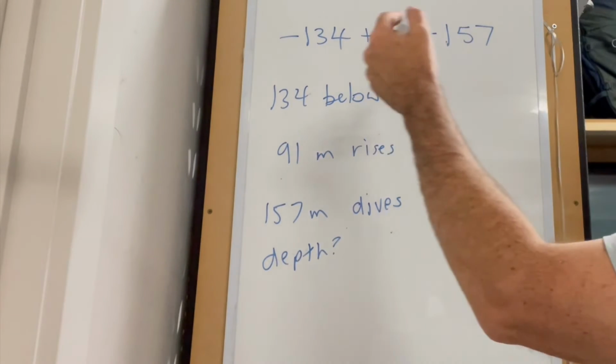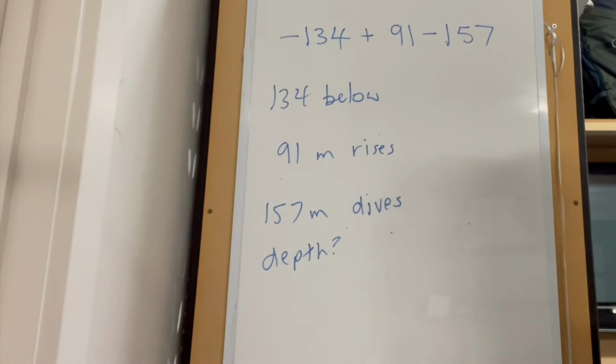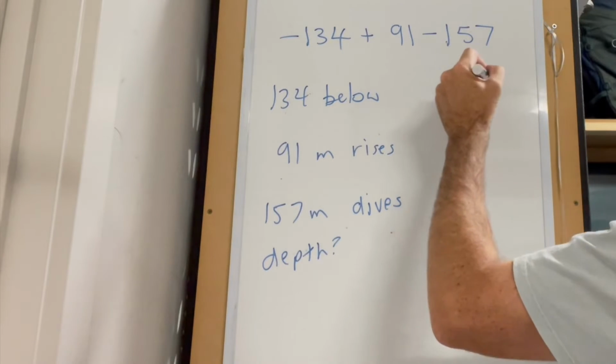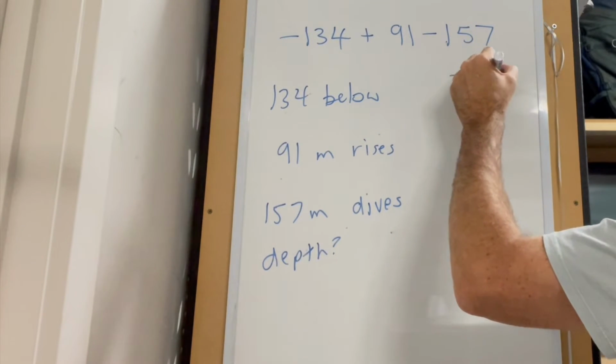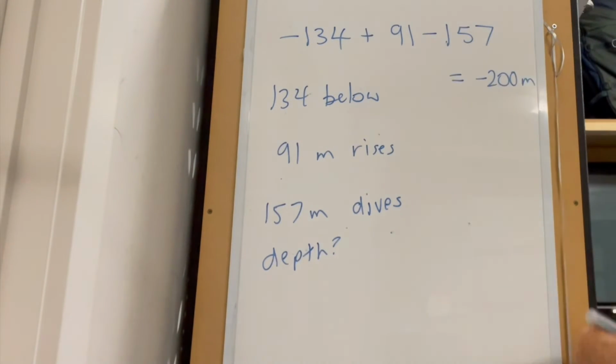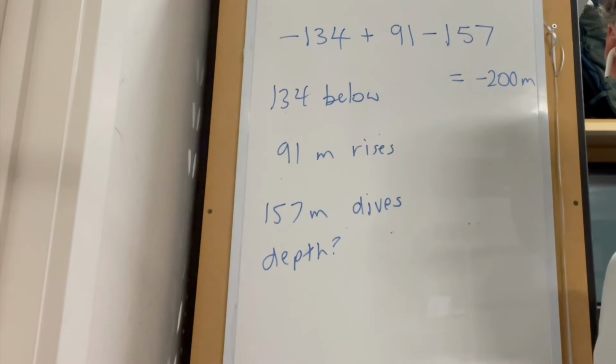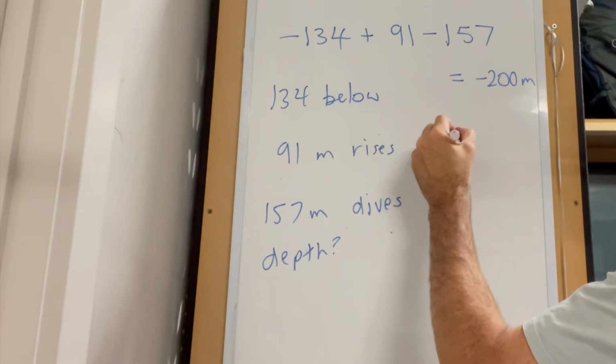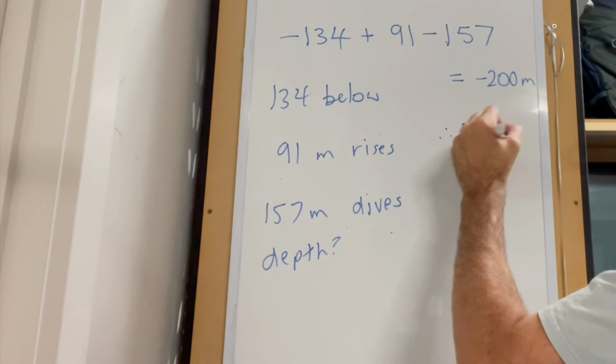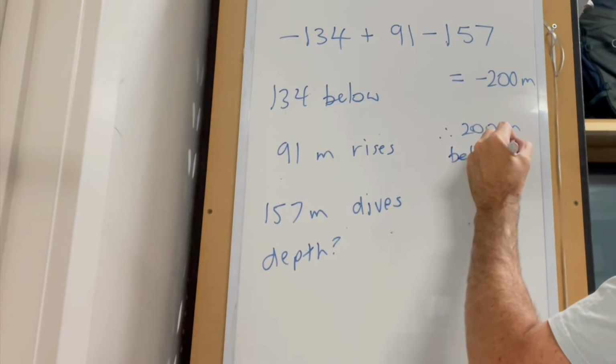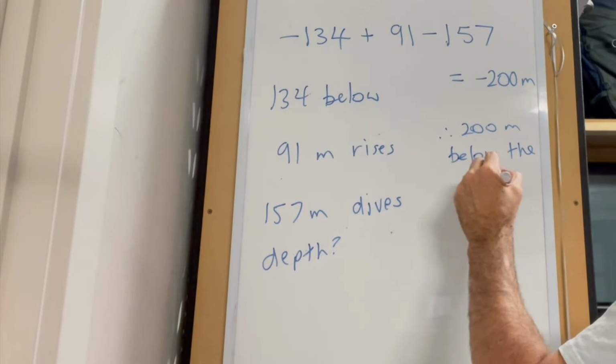And then obviously once you put those into your calculator, because it's calc active, you end up with an answer of negative 200 meters. So the answer, how far is it below the surface? It's 200 meters below the surface. We can use it, therefore 200 meters below the surface.